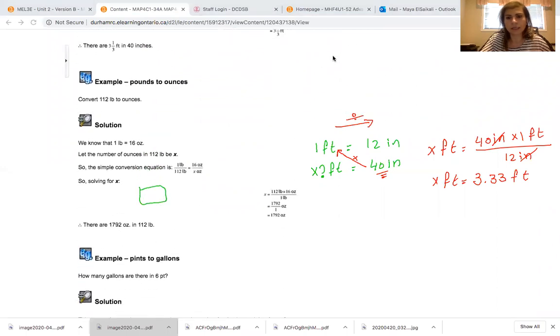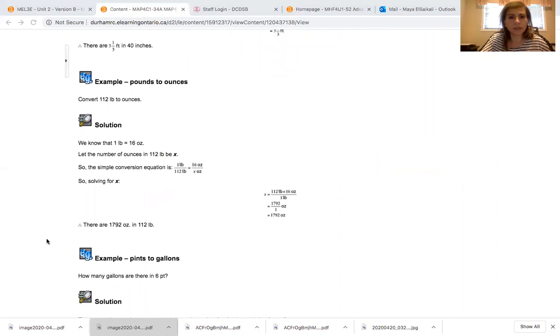All right, so let's look at this one. 112 pounds to ounces. So the formula in the table above says that 1 pound, so LB represents pounds, 1 pound is equal to 16 ounces. If I know that I have 112 pounds, how many ounces is that? This is what the question is. So I set it up, pounds under pounds, ounces under ounces.